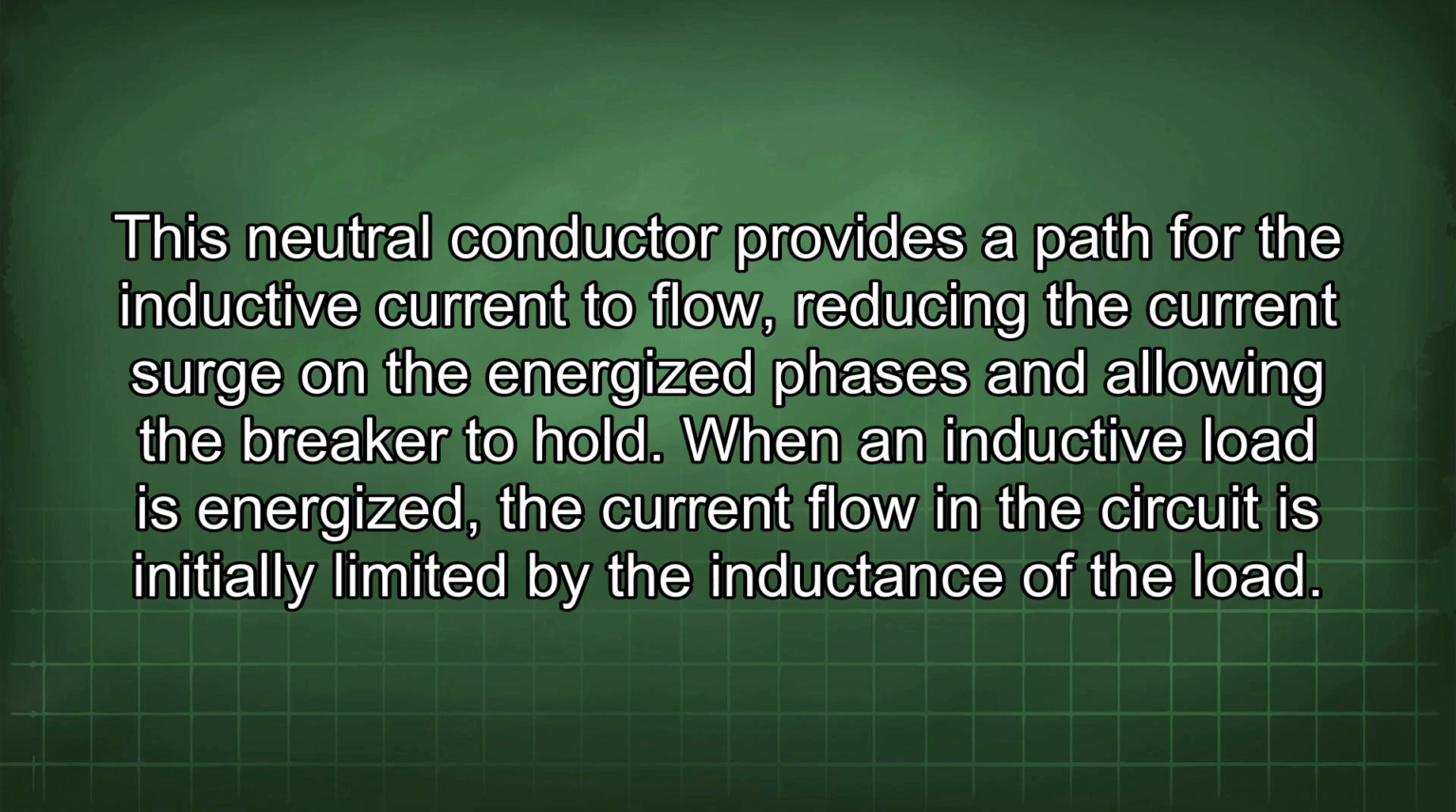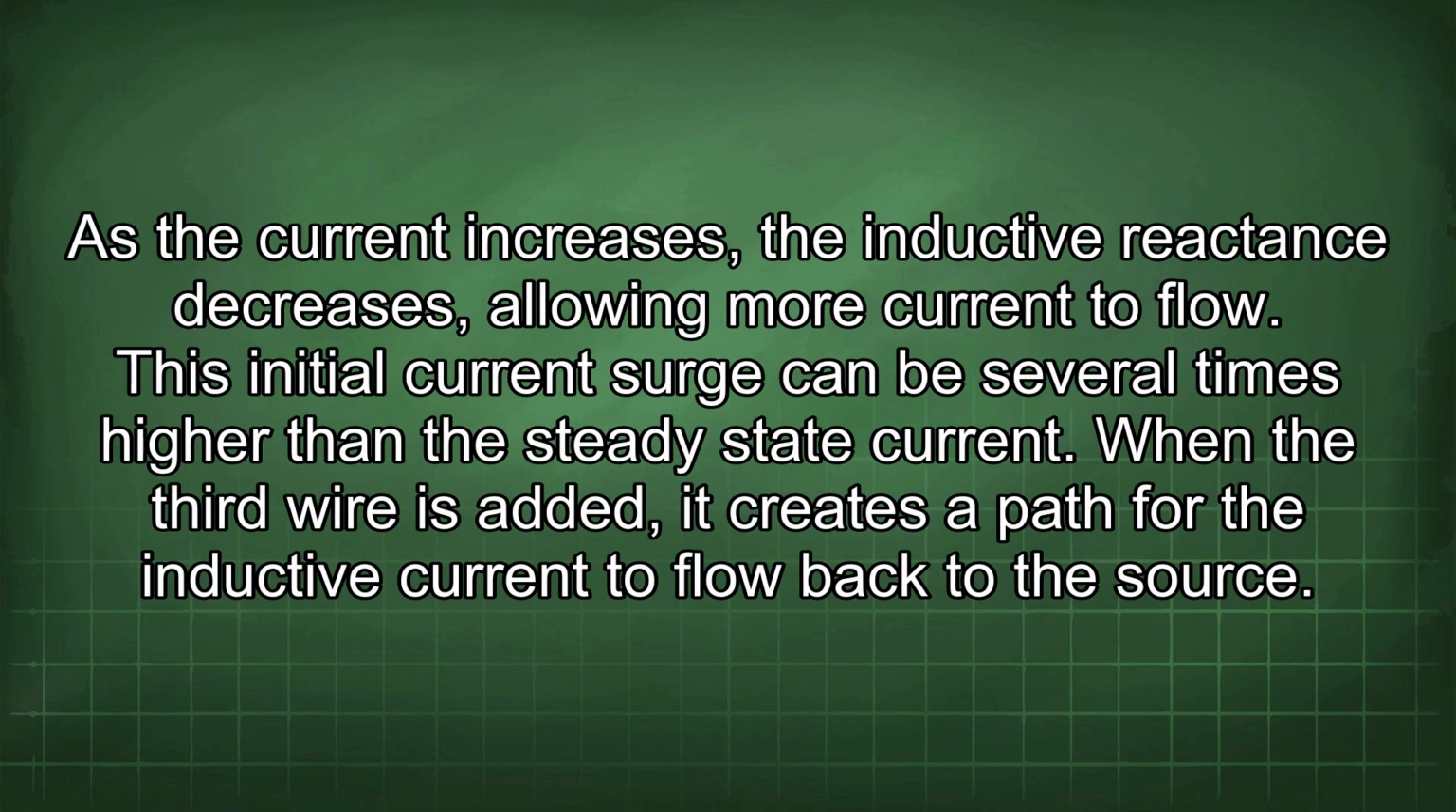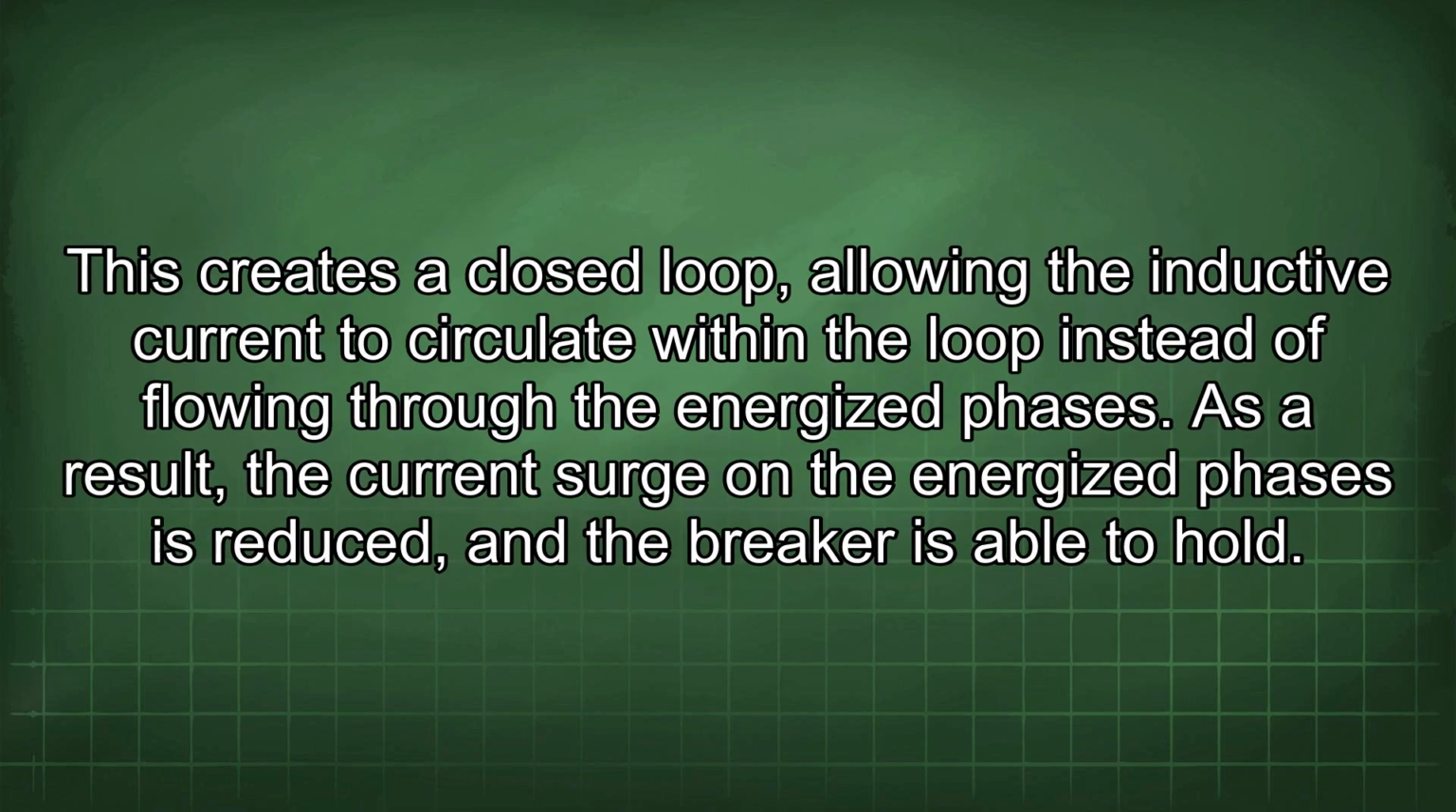When an inductive load is energized, the current flow in the circuit is initially limited by the inductance of the load. As the current increases, the inductive reactance decreases, allowing more current to flow. This initial current surge can be several times higher than the steady-state current. When the third wire is added, it creates a path for the inductive current to flow back to the source. This creates a closed loop, allowing the inductive current to circulate within the loop instead of flowing through the energized phases. As a result, the current surge on the energized phases is reduced and the breaker is able to hold.